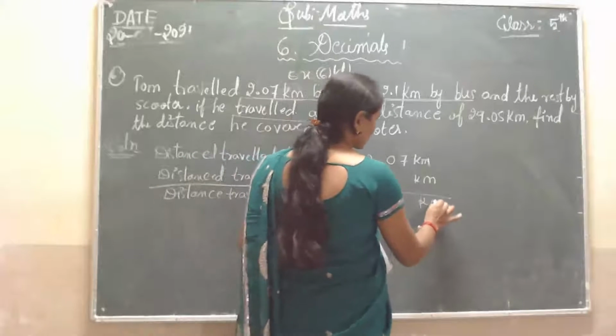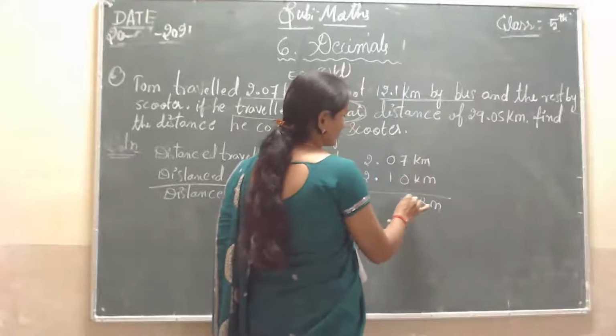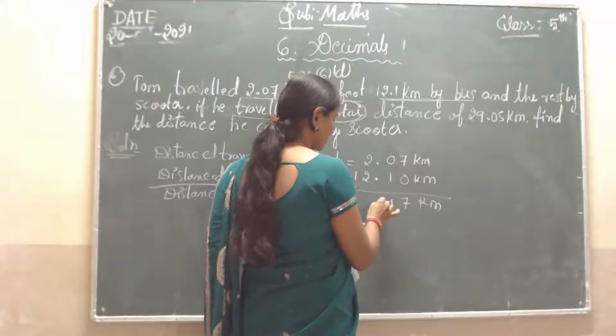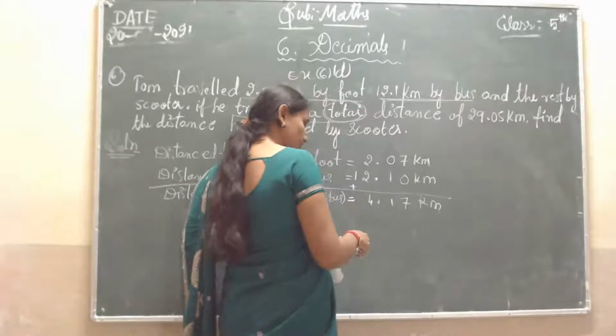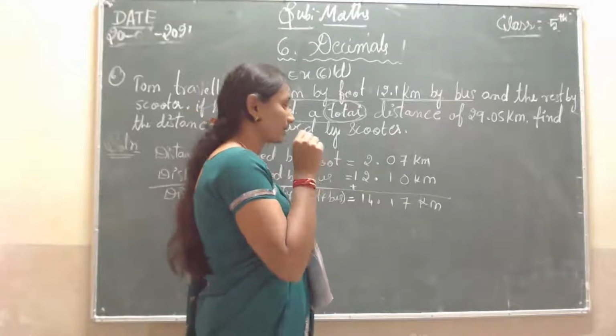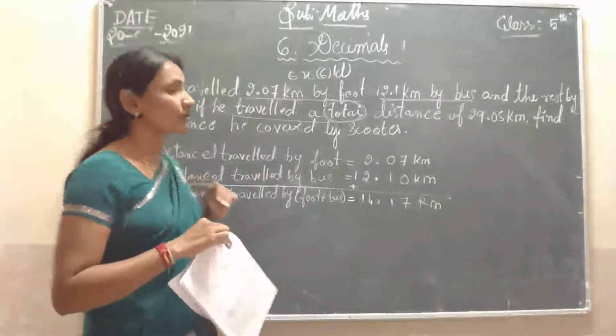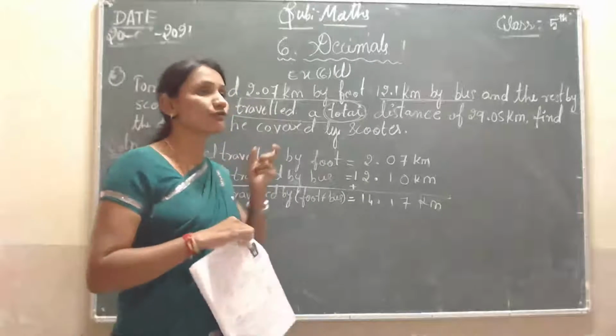Now to write first the unit. Here the number is not given, so you have to write 0. So 7 plus 0 means 7. 10 plus 11. The point, 2 plus 2 is 4. You write as it is, 1. What is the total? That is 14.17 kilometers. So the total distance traveled by foot and bus.